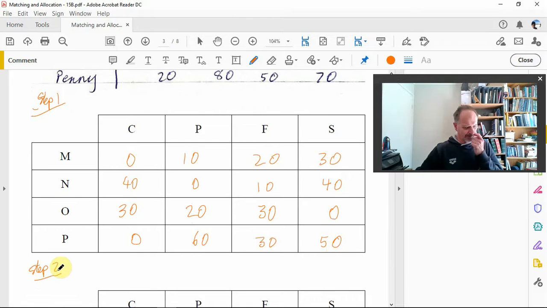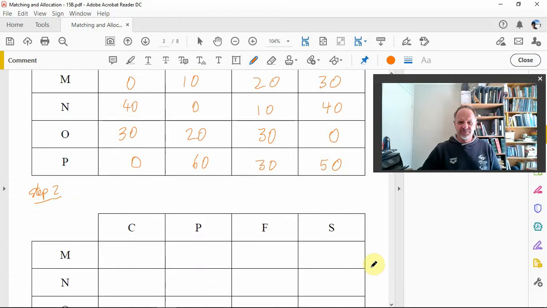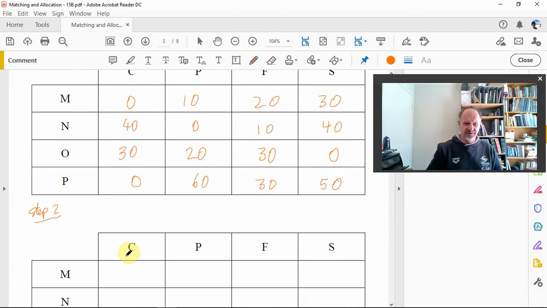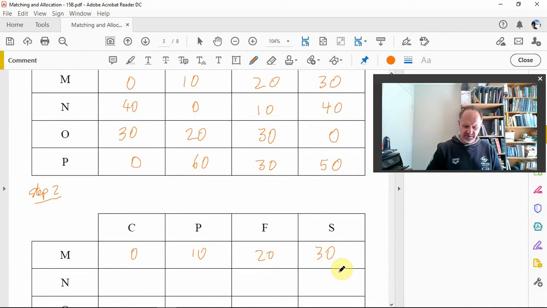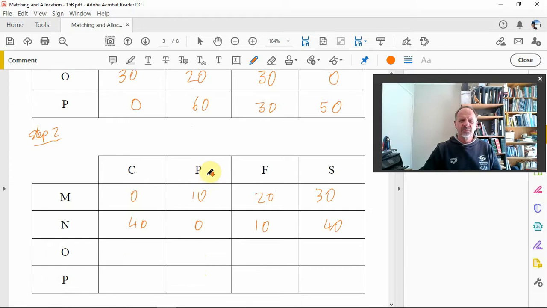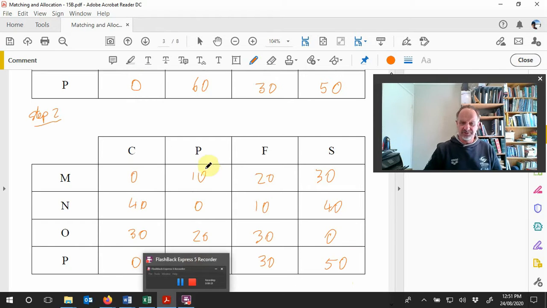We do this. Before I do that, I'll need to rewrite those. So 0, 10, 20, 30, 40, 0, 10, 40, 30, 20, 30, 0, and 0, 60, 30, and 50. All right, so now we're going to work with this on step 2.